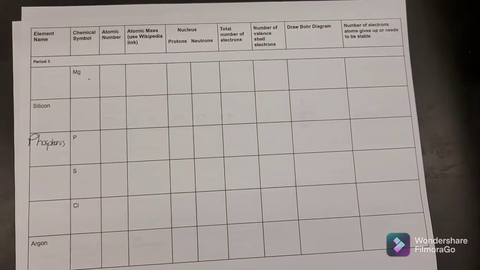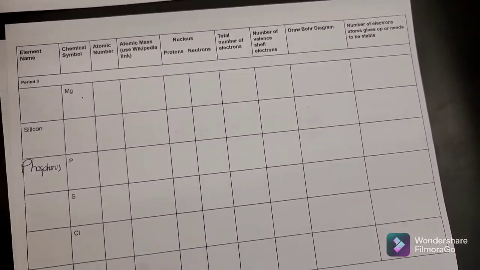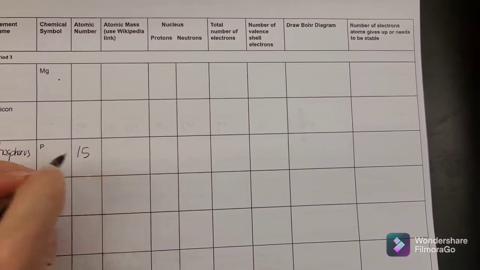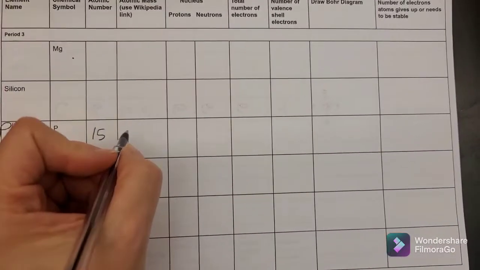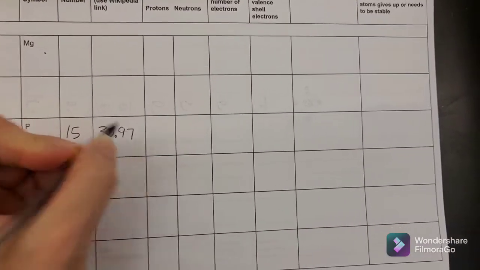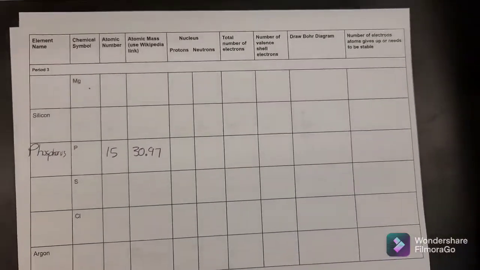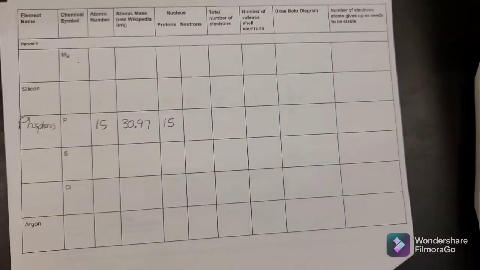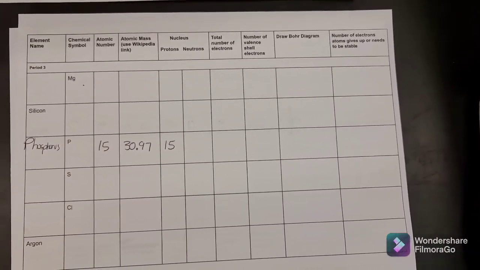Okay, atomic number. If you look at your periodic table, someone shout out, what is the atomic number? Atomic mass. Good, 30.97. The amount of protons. Good. Any questions about how to get any of those numbers?